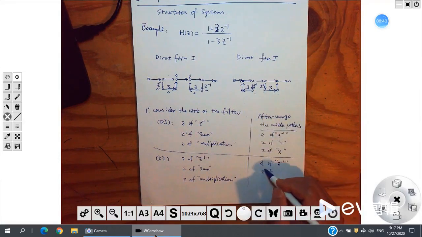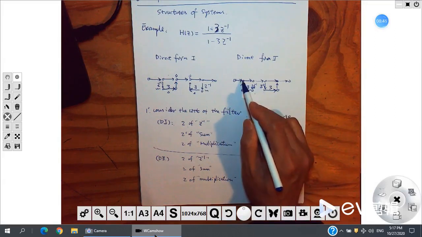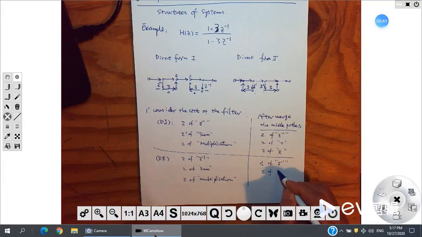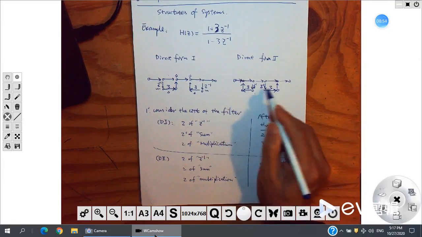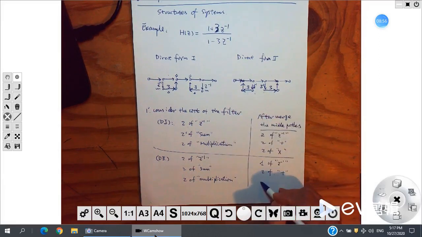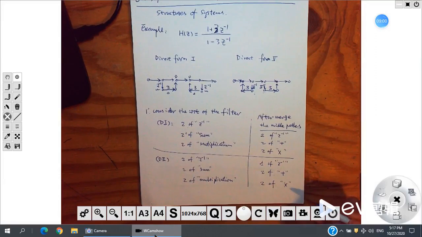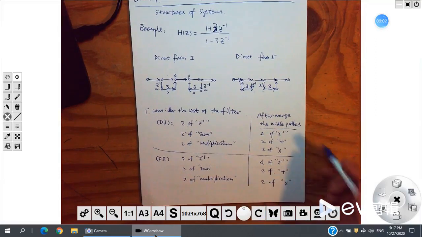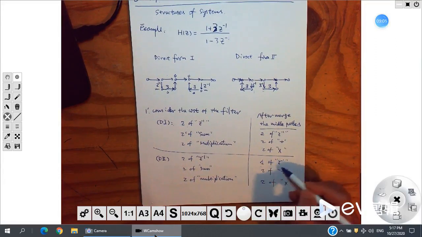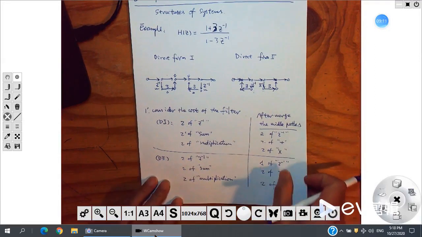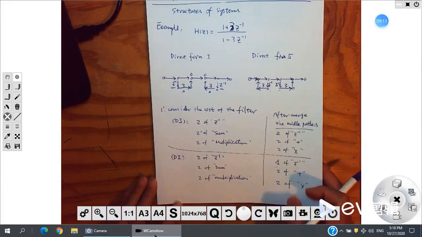Okay, so no more summations. But this one is still summation. This one is still summation. So I still have 2 summations. And the multiplication, 3 and 3, they are still there. So I have 2 multiplications. Alright. Then here you can compare. You see, you save 1 delay here. So this one is better. This is better in the sense we can save the cost of the calculation.